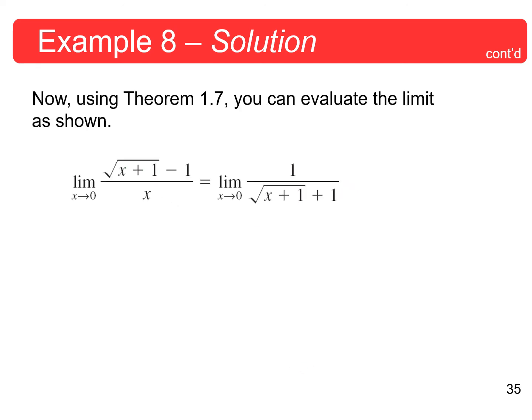So now using theorem 1.7, we can evaluate the limit of the square root of x plus 1 minus 1 all over x by just evaluating the limit of the equivalent rational expression, which is 1 over the square root of x plus 1 plus 1. Using direct substitution, we can evaluate this limit. We will replace x here by 0. Therefore, we have 1 over 1 plus 1. That is just equal to 1/2.